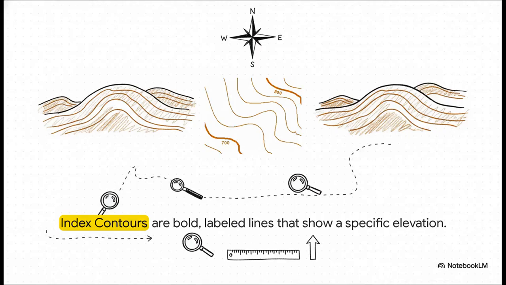And to give us a starting point, maps use what are called index contours. These are the thicker, bolder lines, and they're labeled with their actual elevation. So you can see right here, there's a line for 700 feet and another for 800 feet. So if you know the interval is, say, 20 feet, you can easily figure out the height of all the little lines in between. They're like anchor points for your eyes.